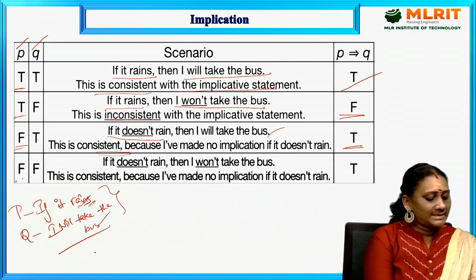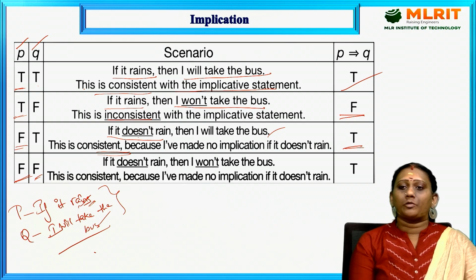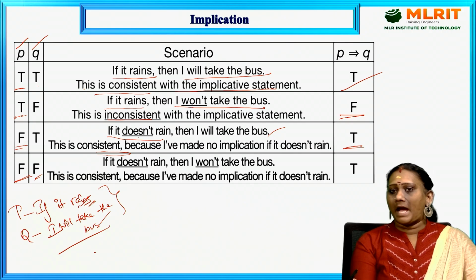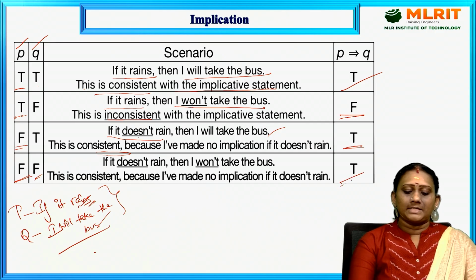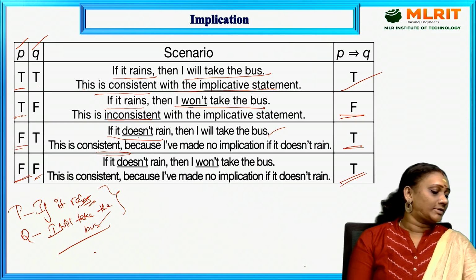And coming to the last one, both statements are not occurring. According to the if-then rule, if it doesn't rain, I will not take the bus. That may occur all the time. So this is nothing but true. So this is the small analysis for this implication statement.